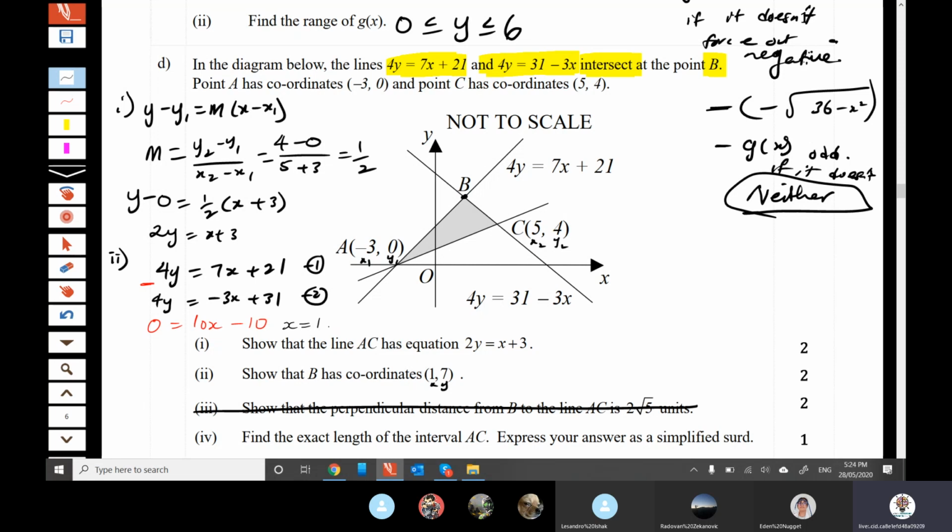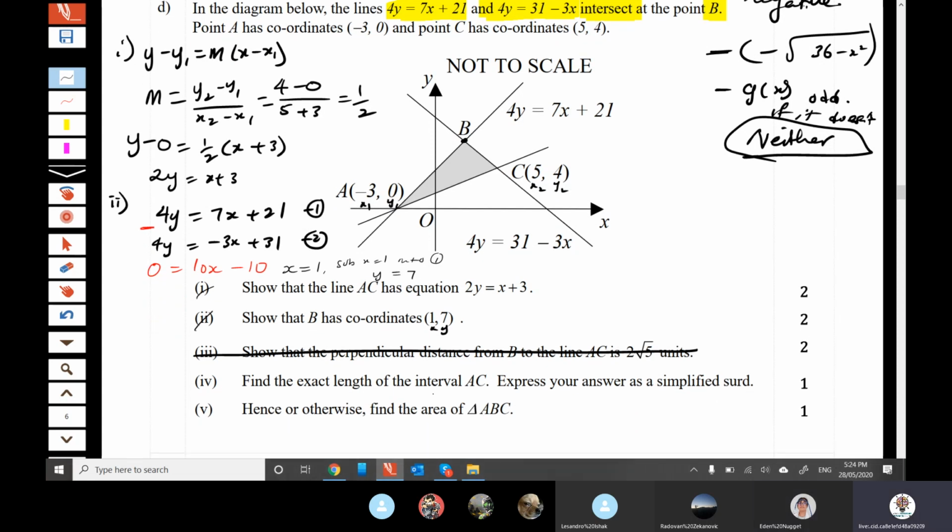And then sub x is 1 into the equation, and we can cheat a bit, can't we? y equals 7. We already know it's 7. But you can get 7 plus 21 is 28. 28 divided by 4 is 7. Cool. Easy, easy.